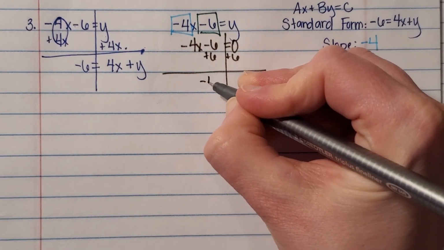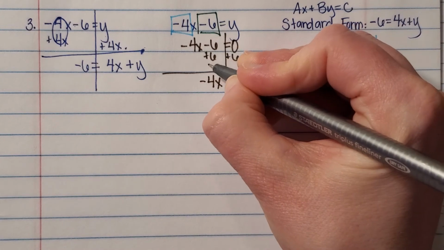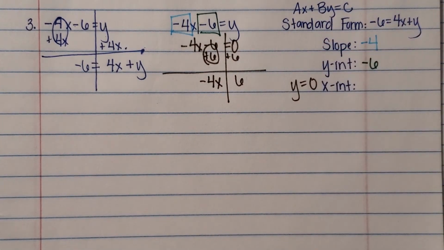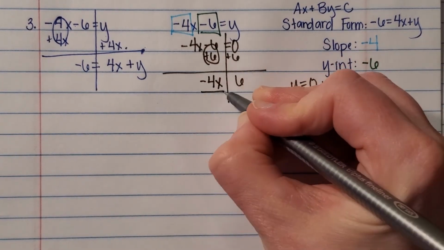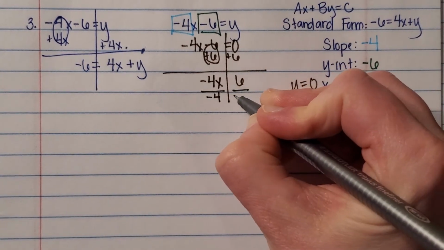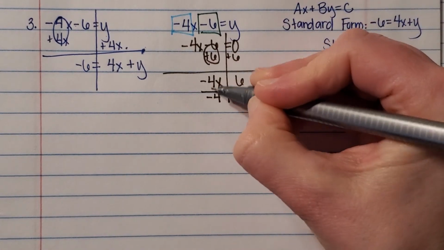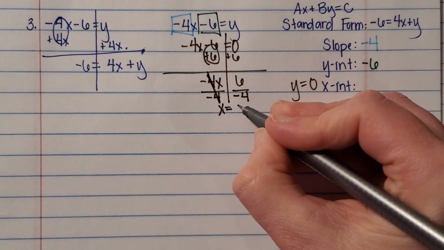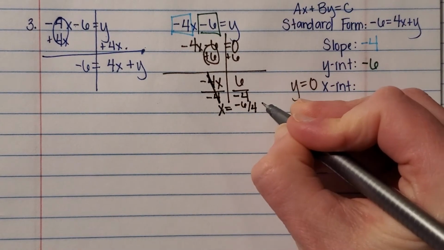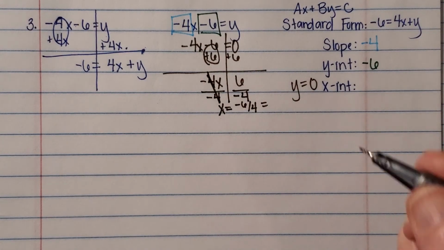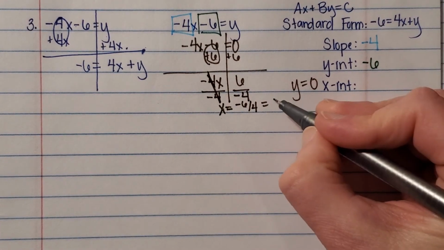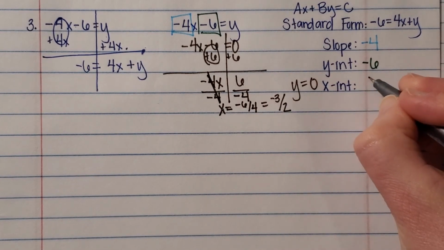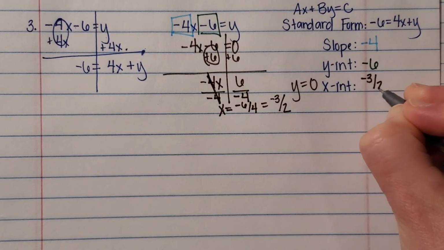Negative 4x is what I have left, because a negative 6 and a positive 6 make 0, and 0 plus 6 is just 6. Last step will be to get rid of this negative 4. I would divide by negative 4, because it's currently multiplying with that x. Negative 4 and negative 4 make that 1, so I'm left with x equals negative 6 fourths, but I can simplify it. I notice that 2 goes into both 6 and 4. 2 goes into 6 3 times, so I have negative 3 over 2 goes into 4 2 times. So my x-intercept is negative 3 halves.